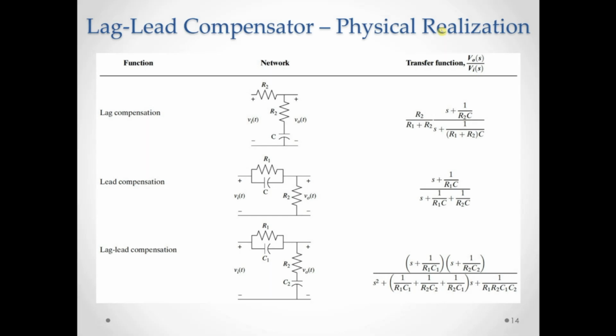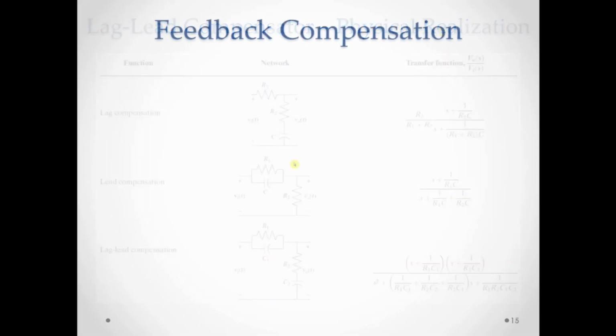Next, I want to talk about feedback compensator. At the very beginning of this chapter, I introduced 2 compensation techniques. One is to introduce a compensator in cascade with the plant on the forward path. That is called cascade compensation. The other compensation method is called feedback compensation, which is achieved by placing a compensator on a feedback path.